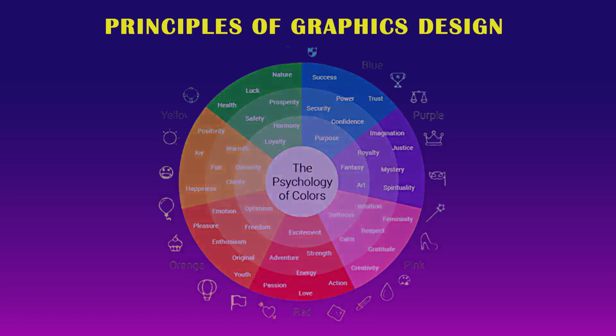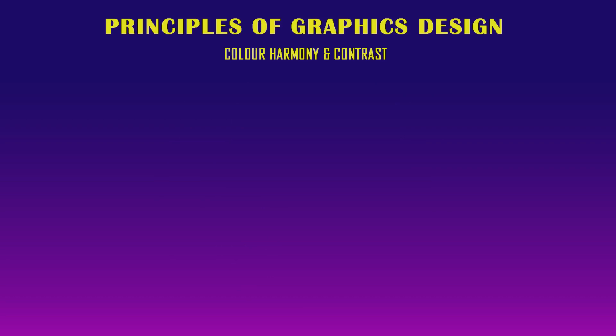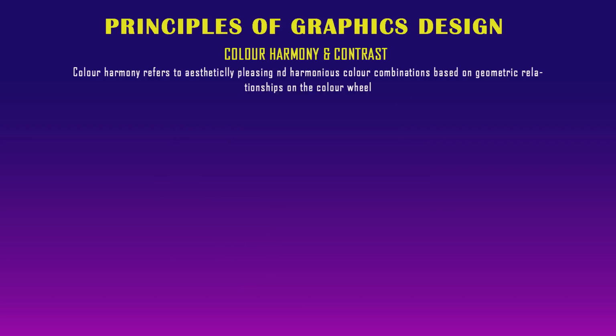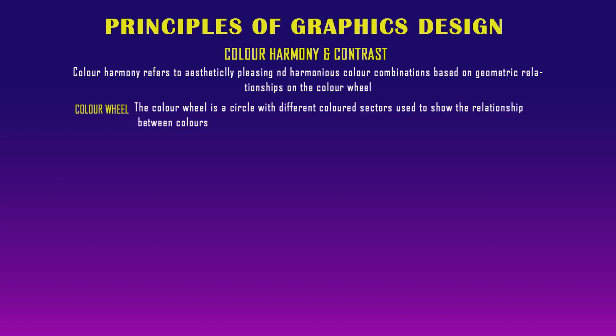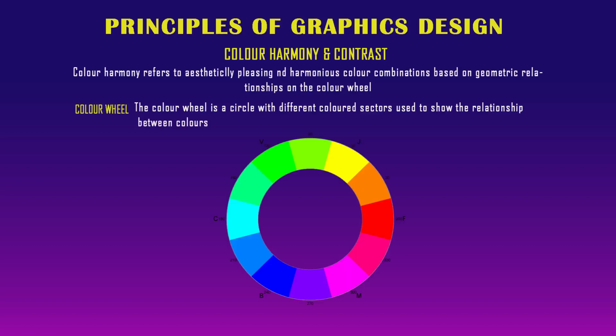Now let's go to the final topic, color harmony and contrast. Color harmony refers to aesthetically pleasing and harmonious color combinations based on geometric relationships on the color wheel. From this definition, we need to understand what the color wheel is. The color wheel is a circle with different colors or colored sectors used to show the relationship between colors. We will be focusing on the red, green, and blue color wheel since it is designed for online use.